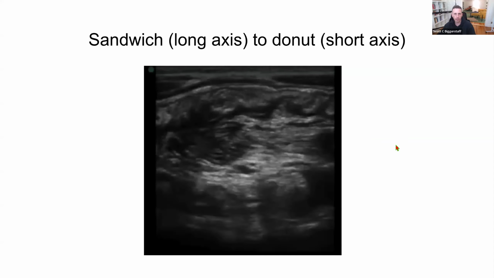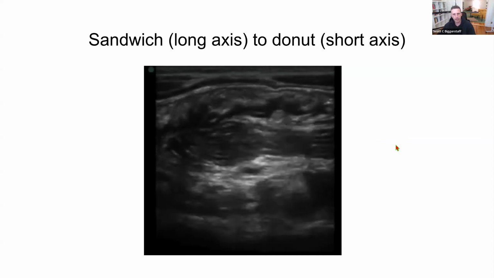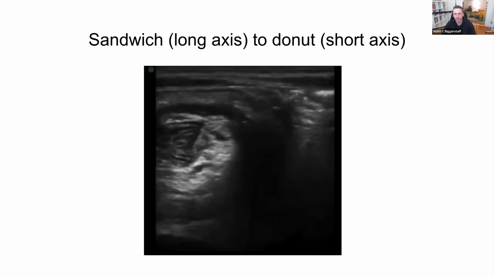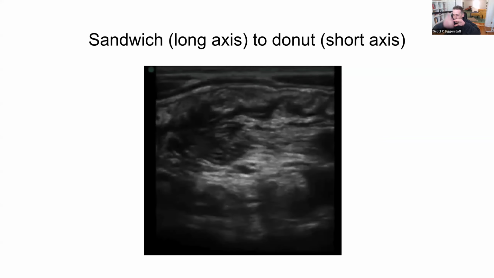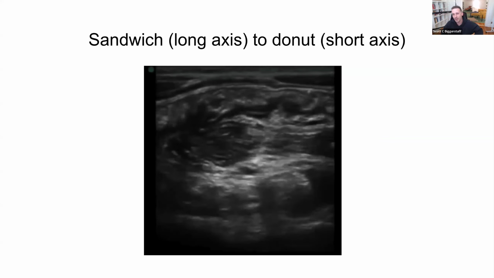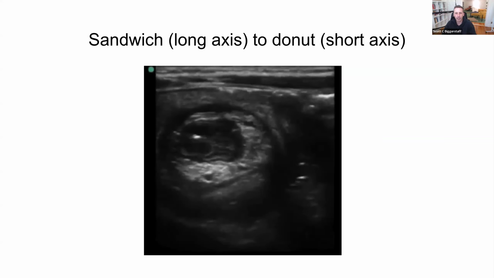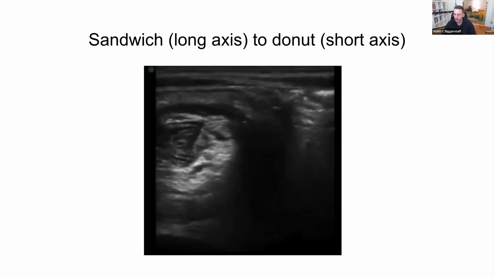I'll let it go one more time through there. Long axis here, it looks like a sandwich that's been cut. There's an old website I used to like called Scanwiches, where someone made sandwiches and then scanned them, but in cross section, and that's what this reminds me of in the long axis. And then in your short axis, you've got these redundant layers of intestine overlapping each other.